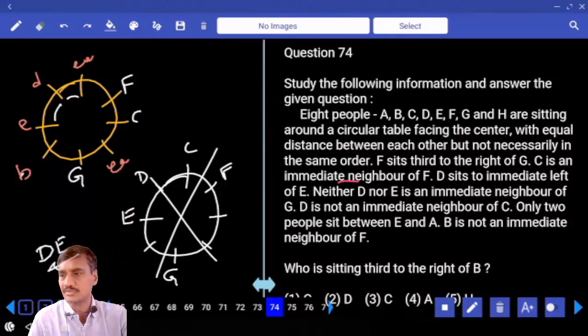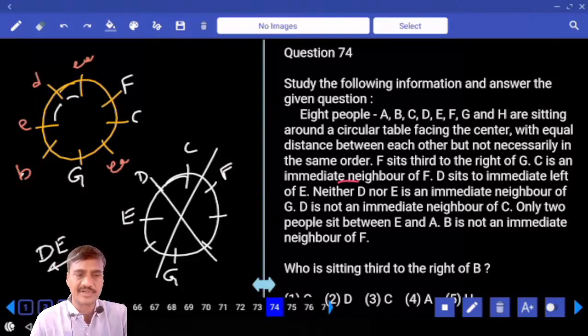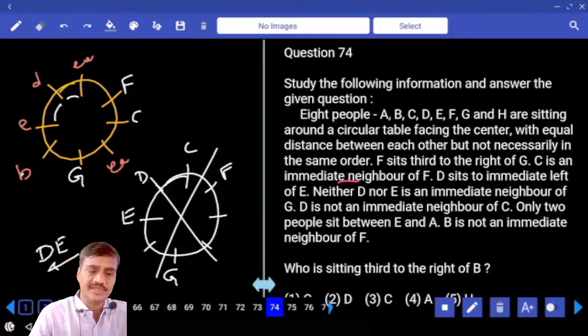Any information on the... F sits to the right of G, C is an immediate neighbor of F, and D sits to the immediate left of E, and neither D nor E is an immediate neighbor of Z. And next one, D is not an immediate neighbor of C, and only 2 people between E and A.